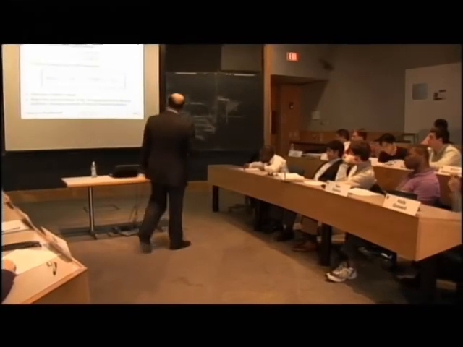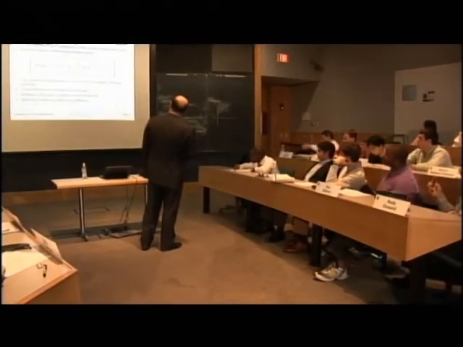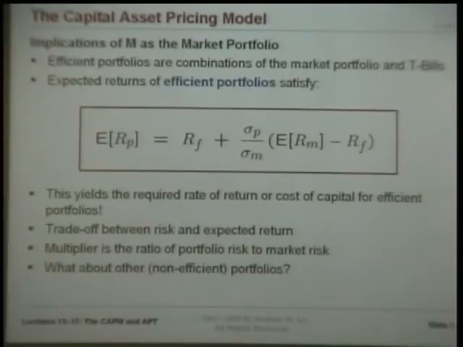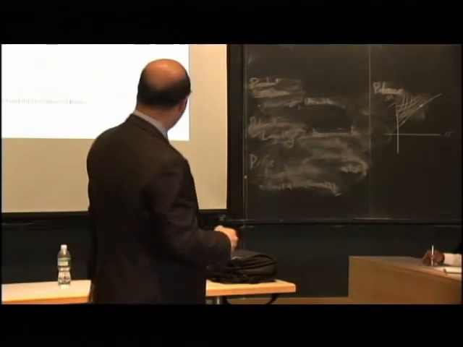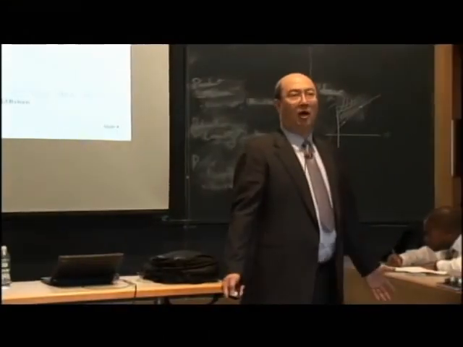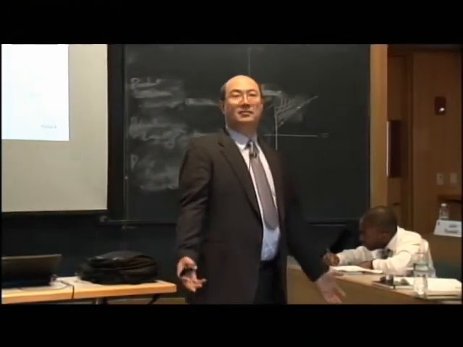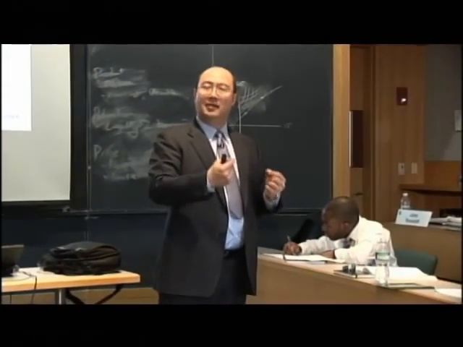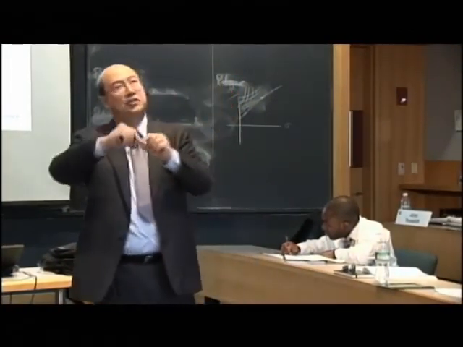Now, it turns out that this is a trade-off between the expected return of an efficient portfolio and the risk of that portfolio. In other words, this applies only to portfolios on that tangency line. What if you want to know what the expected rate of return is for Walmart? We just said that no individual stock is going to be likely to be on that efficient frontier.